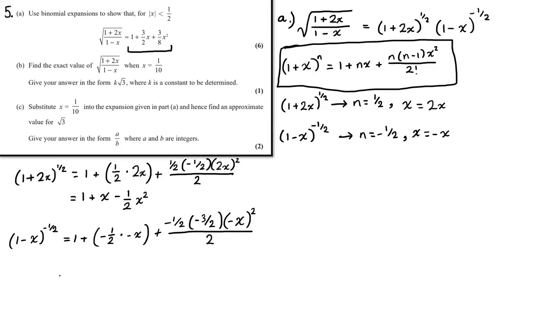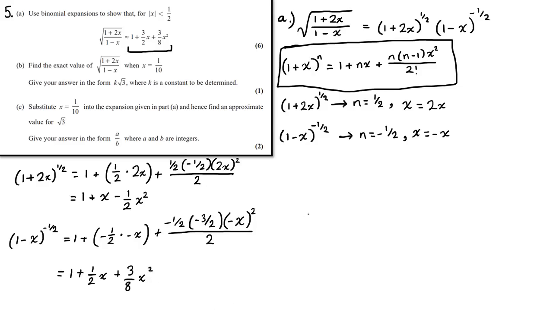Okay? And again, all we need to do here is simplify all of this. So we get 1, we can't do anything with that at the moment. We've got minus a half times minus x, so that would give me positive a half x. And then this part here, again, just cleaning all this up, I've got minus a half times minus 3 over 2. So that's going to give me positive 3 over 4. I've then got minus x all squared, so that would be positive x squared. And then we divide it all by 2. So when we simplify that, we get 3 over 8 x squared.